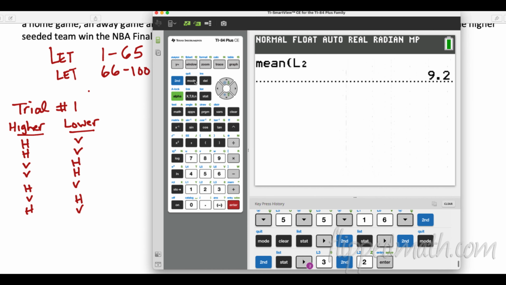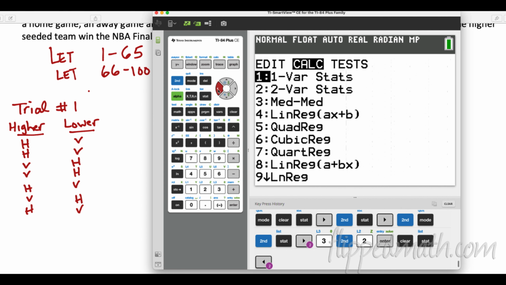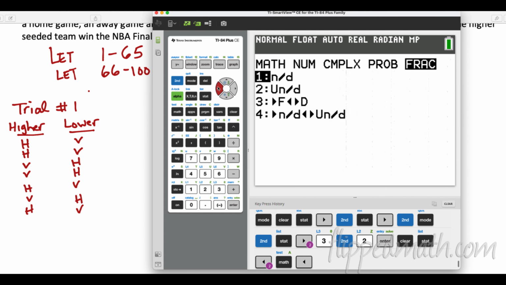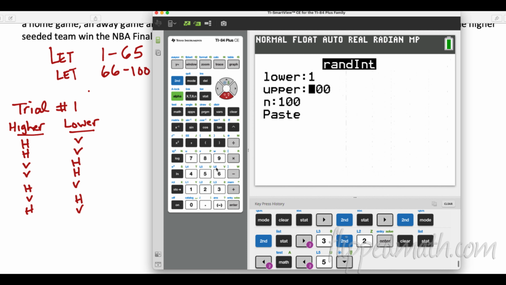So let's see how we can do this. I'm not going to seed my calculator, so we might get different answers here. I forgot what I was doing. Hit math, go to probability. We're going to pull a random number from 1 to 100. I'm just going to do one at a time because this can be a little crazy.